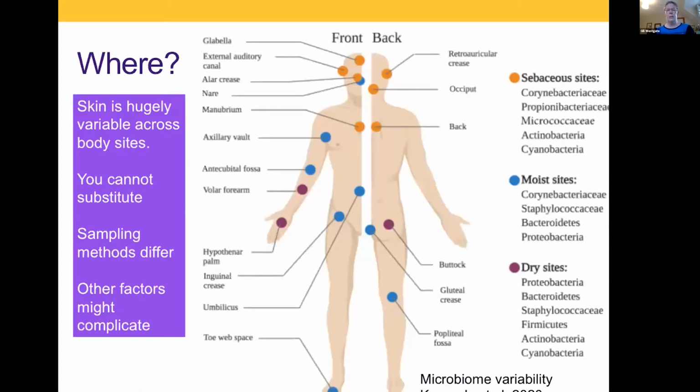Skin is hugely variable across all body sites, and this is a diagram for the skin microbiome that's been published. There's many versions of it published, and you can see that sampling from different areas gives you different types of information. And I think what we would say is that you can't really substitute one body site for another. There's no point in looking at the forearm if you're interested in the axilla. And if you're interested in the scalp, there's no point in looking at the abdomen.